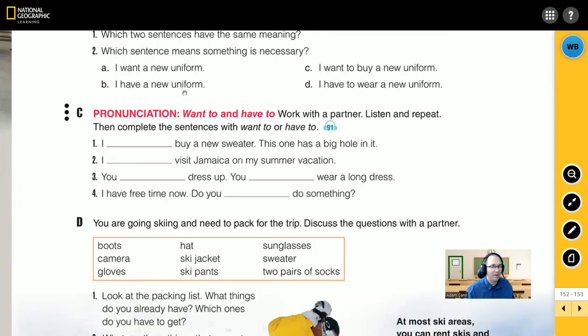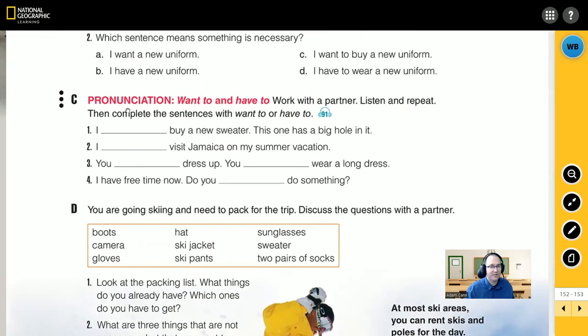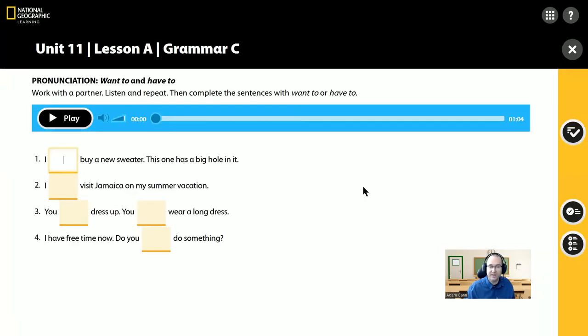Okay, now pronunciation, I'm just going to play it because it's good to know. So the first one is work with a partner, then listen and repeat. Then complete the sentences with want to or have to. Okay, so we'll just go here. And even though it's pronunciation, we're still focusing on the grammar. So let's do that one.